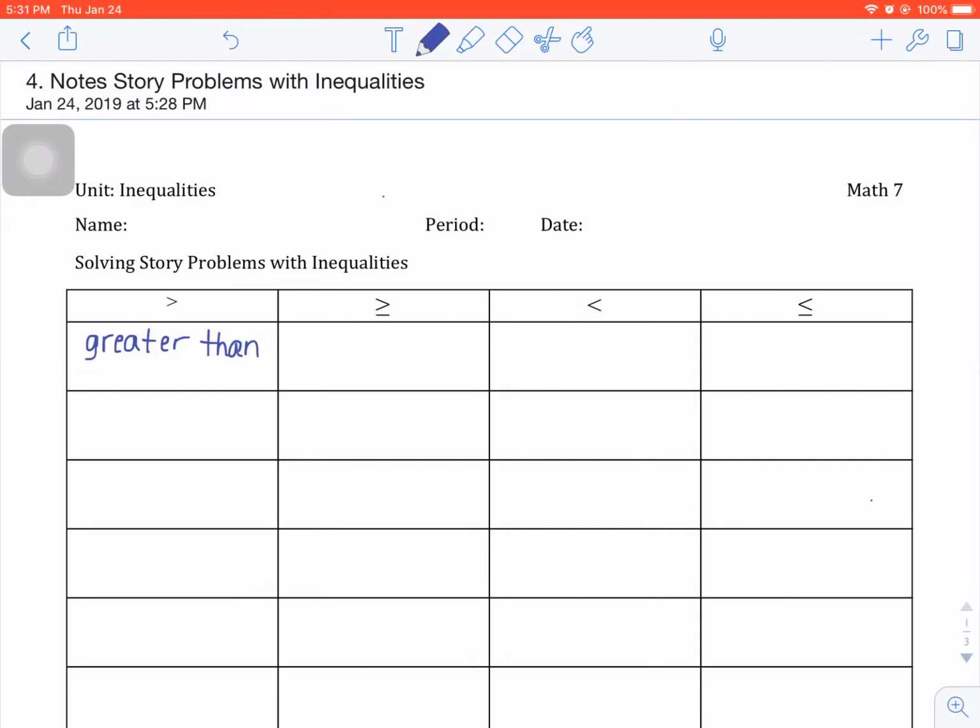And some other terms that could go with this sign, you might see more than. You might see larger than. Above. Or exceeds.